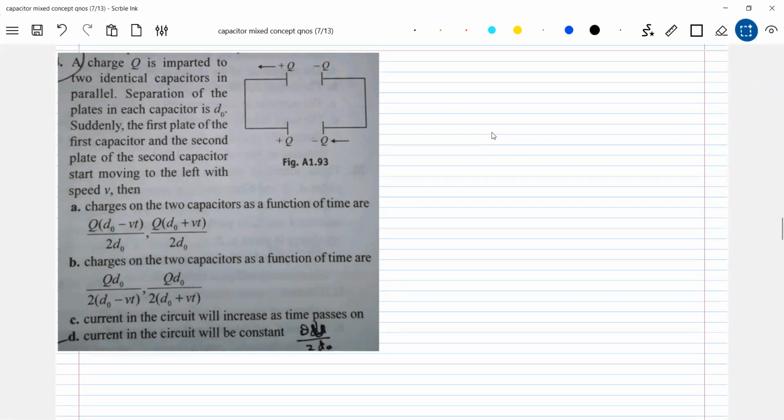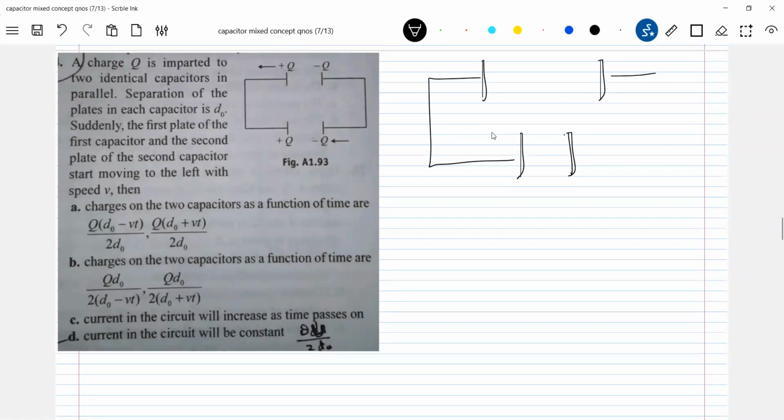So the separation of one plate is increasing, the other plate is decreasing. So the overall circuit will take a form like this. This is the plate here. So the charge on this plate, let it be Q1, and on the other, let it be Q2.